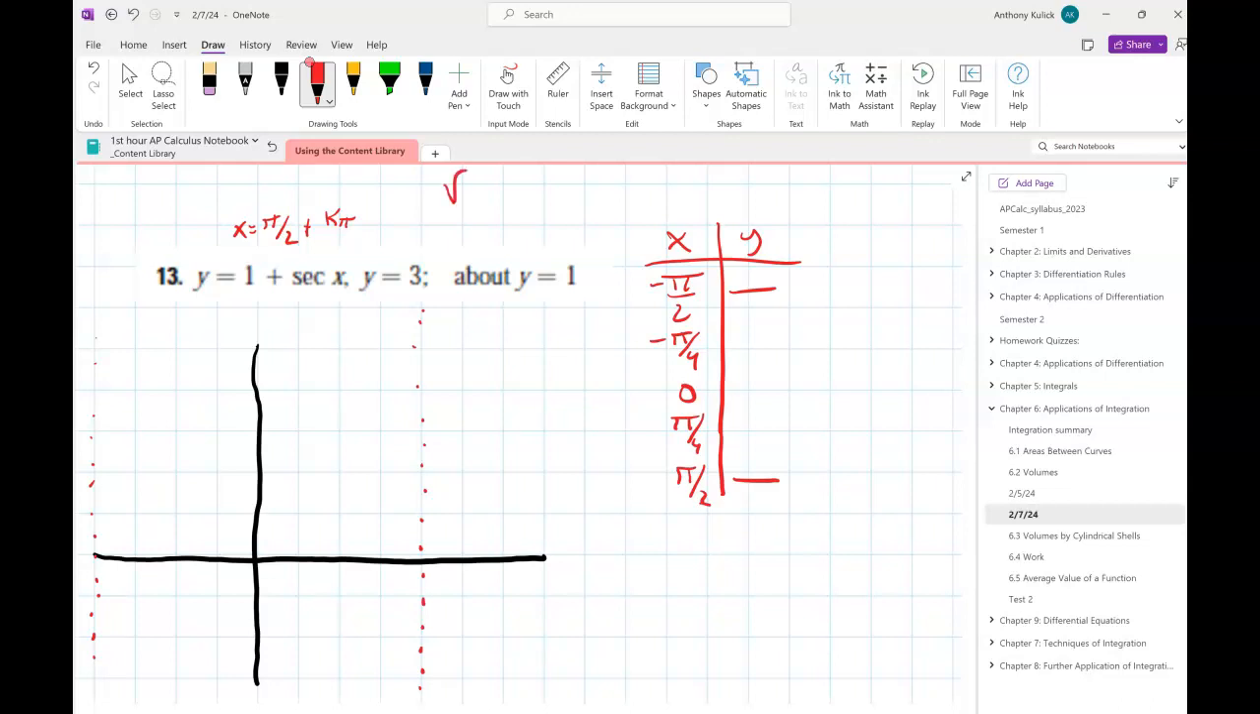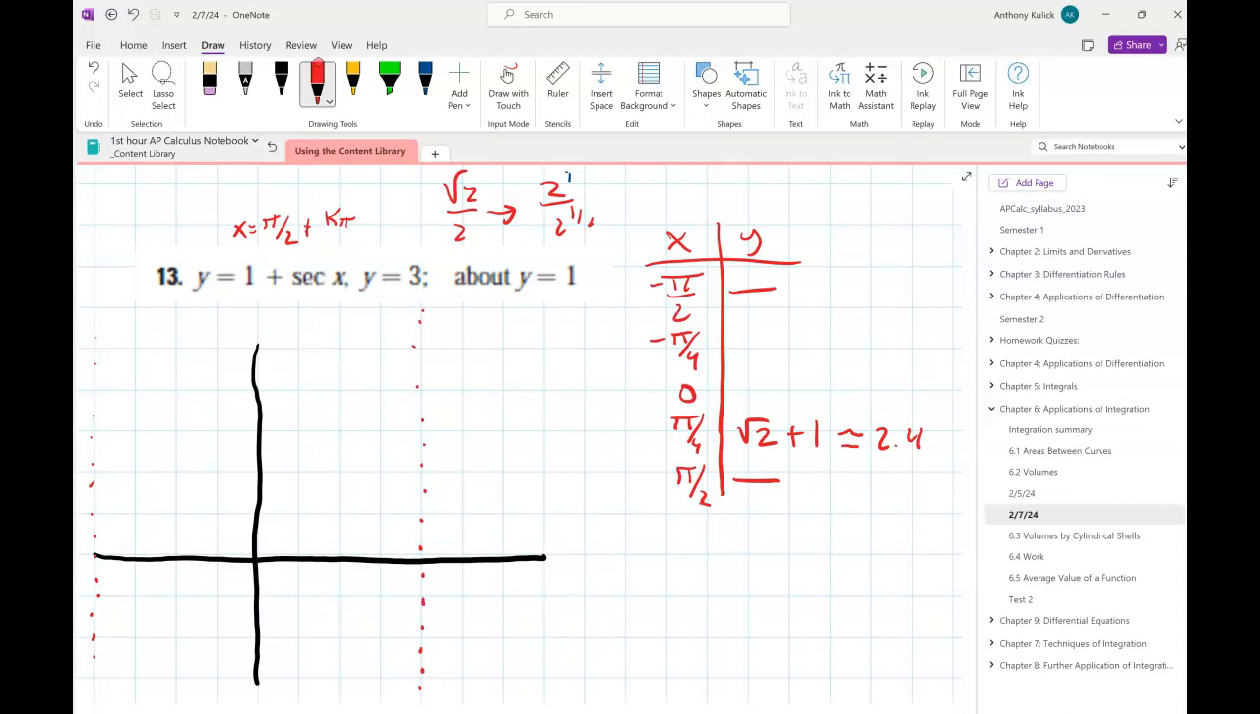If I have square root 2 over 2, if I take the reciprocal, that's like the 1/2 flipped, right? You guys can see that. And then we have plus 1 though, right? Because our function is 1 plus secant of x. So that is about 2.4. Square root of 2 is about 1.4.